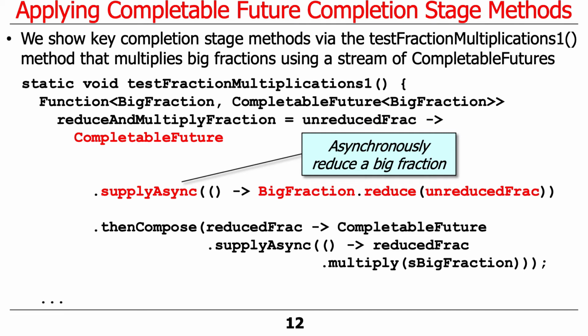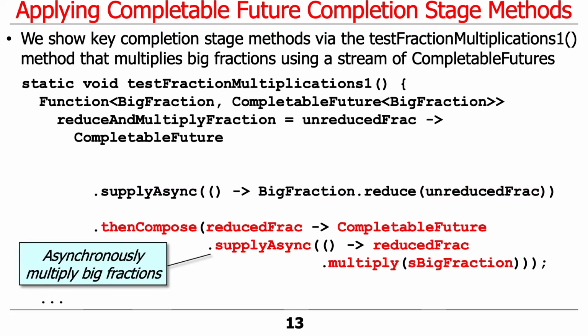And the way this works, because it's a completable future discussion, is it calls supply async. Supply async is the factory method we've talked about before. And you can see what it's going to do is call the big fraction reduce method to reduce the unreduced big fraction. And that will take a while because, as you saw, the numerator and denominator are rather large. And supply async, as I'm sure you recall, returns a completable future. When that completable future finishes, this action is then performed. So we're going to do then compose. We'll talk more about then compose in a second to remind you.